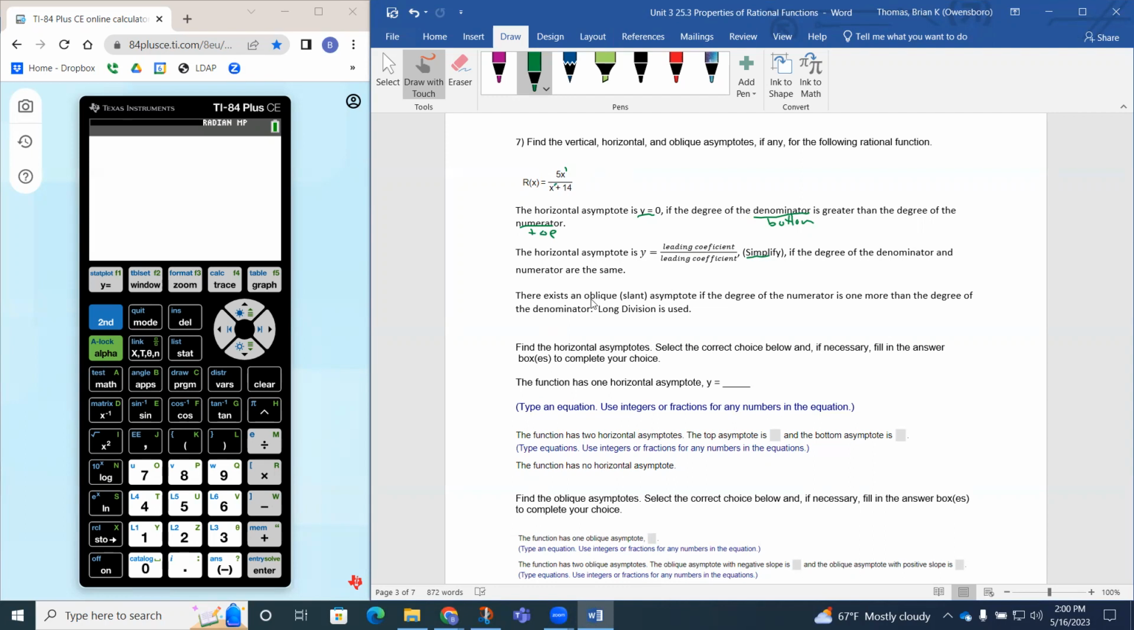Also, there's going to exist an oblique asymptote if the degree of the numerator is 1 more than the degree of the denominator. We have to use long division to do that.